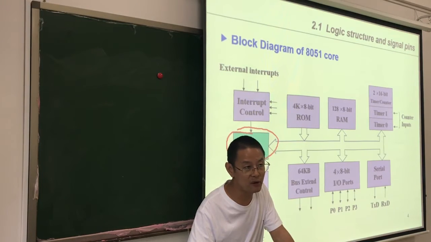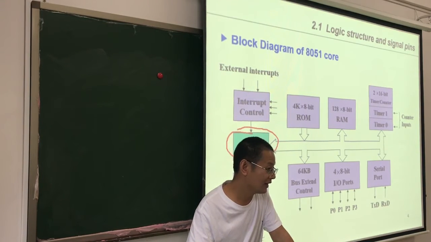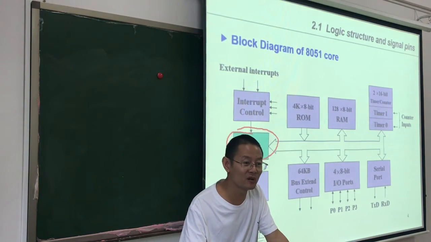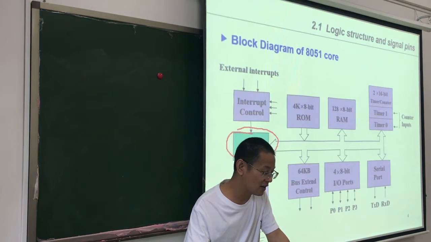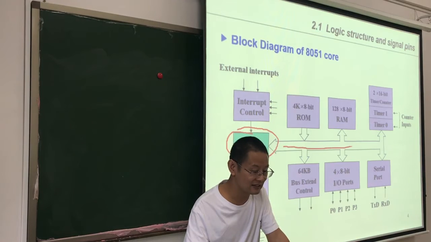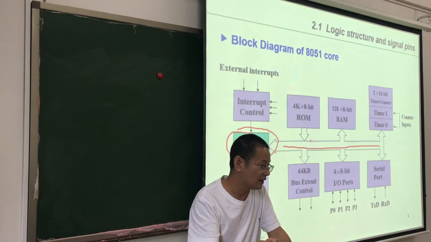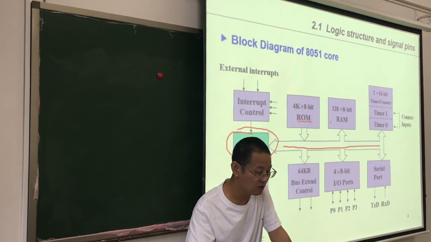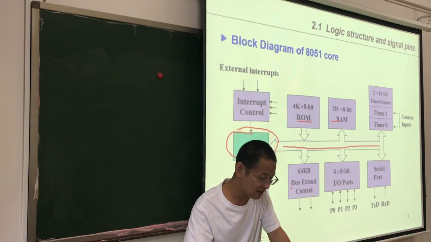If you know something about your personal computer, it has a central processing unit. A microcontroller is a small computer. It has a CPU and the bus. Other devices connect to the bus, such as ROM, RAM, timer, serial port, and other I/O ports, plus the bus extender and control.